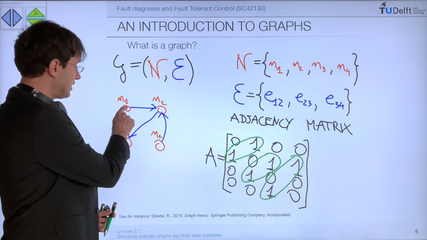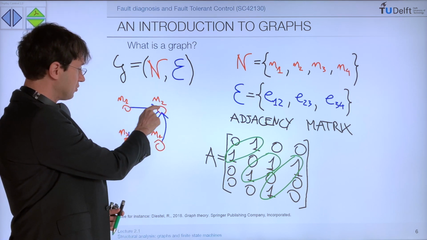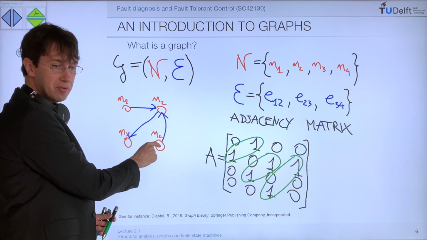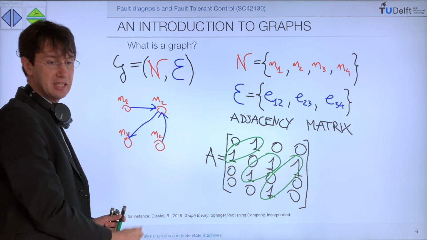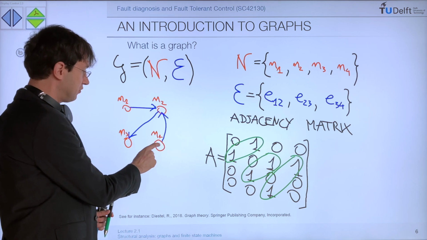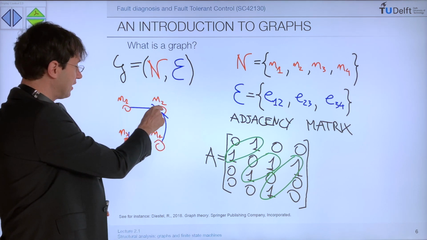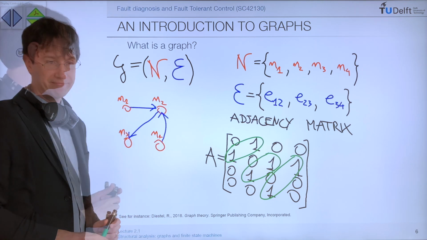So for instance, if I start in node 1, I can go to 2, I can go to 3, but I cannot go to 4 because the connectivity is the other way around. If I start in 4, I can go to 2 and 3, but I cannot go to 1.